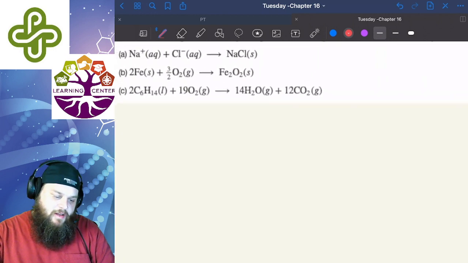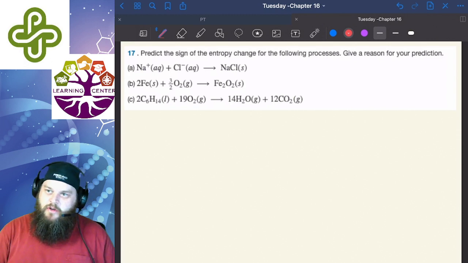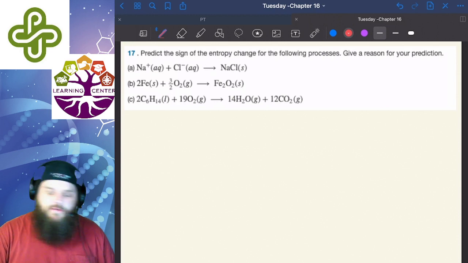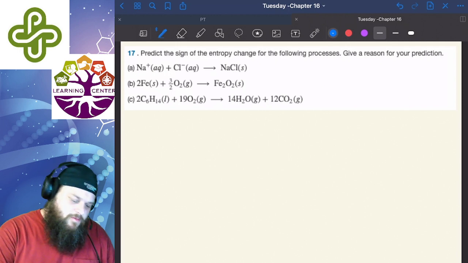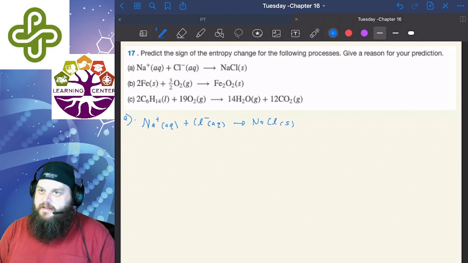So in number 17 here, we want to predict the sign of the entropy change for the following processes, and we want to give a reason for that prediction. So we have three different ones here, A, B, C, and in the first one, we have sodium chloride. So I'll just write that out. Na+ aqueous plus Cl- aqueous is producing NaCl solid. So we have a precipitation reaction basically happening in this case.